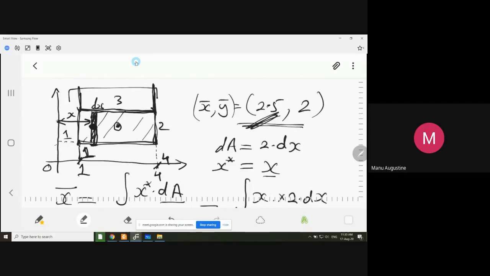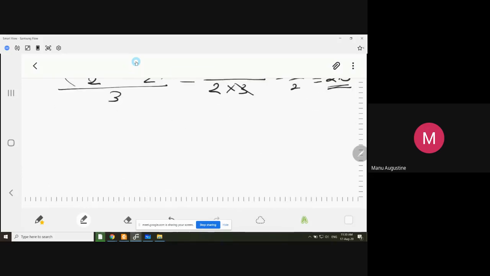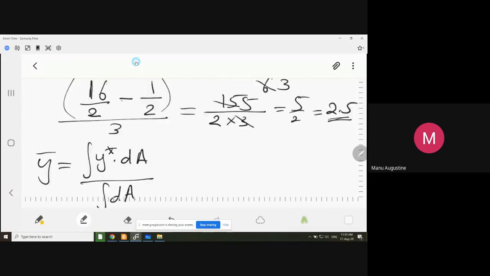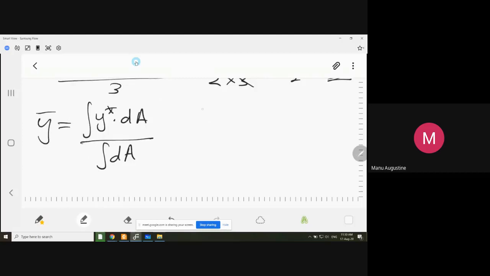Now let us find out the value of y bar with the same concept. Y bar, according to the formula, is integral y star into dA whole divided by integral dA. This is the formula for y bar. Now let us find out what is the value of y star. Let us draw the figure here itself.